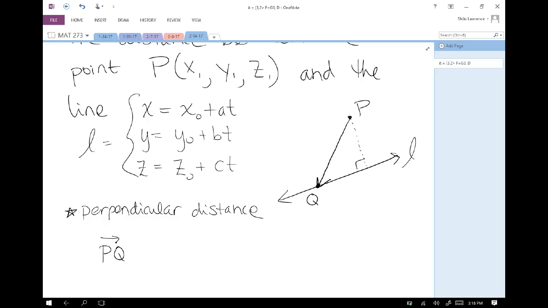When we have parametric equations for the line, what we have is a vector that's in the same direction as the line. So we can't just take vector PQ and project it onto the normal vector, the same way we did with the plane. So what we do instead is a cross product with the direction vector. A cross product with the direction vector will be normal.